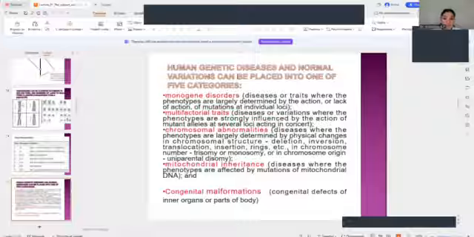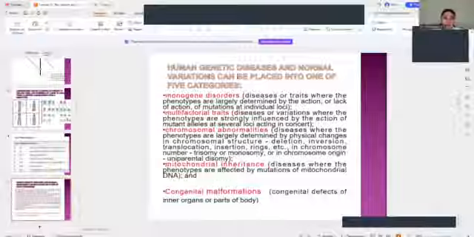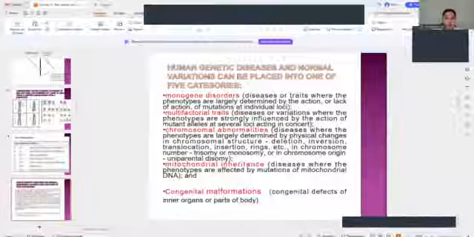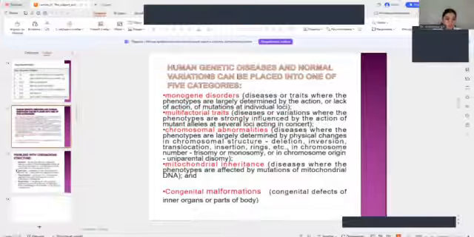Chromosomal abnormalities: this is where the phenotypes are largely determined by physical changes in chromosomal structure, like deletion, inversion, translocation, insertion, and etc., and chromosomal number, trisomy or monosomy, or chromosomal origin and uniparental disomy. And mitochondrial inheritance: diseases where the phenotypes are affected by mutation of mitochondrial DNA. Also, congenital malformations are congenital defects of inner organs or parts of the body.